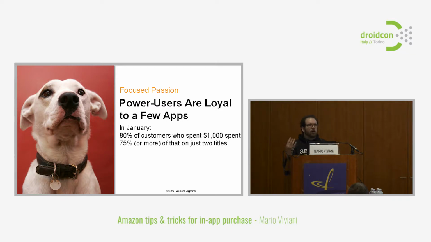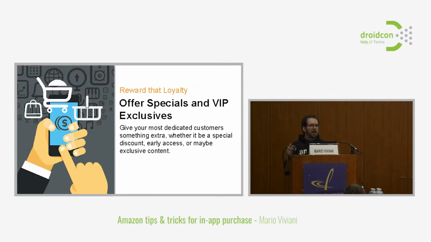So how can we foster this propensity to spend? How can we actually take advantage of this connection? One very good strategy that the top 50 grossing applications are using is to use special offerings and VIP exclusives.